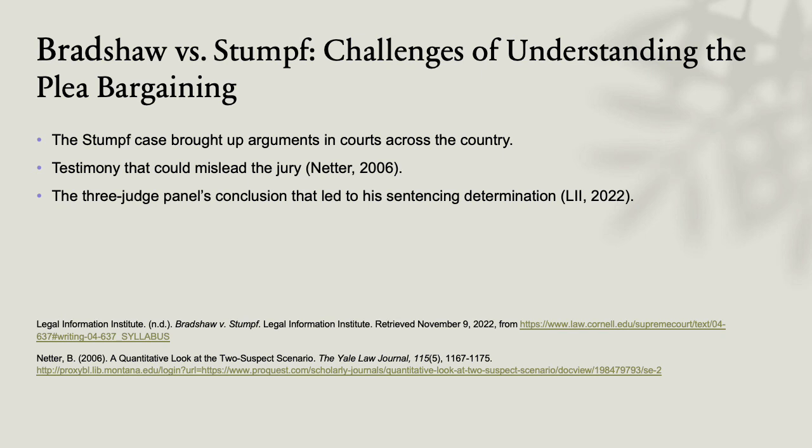The prosecutor in the Stump case did use innocence arguments for both Stump and Wesley's court trials, but was not punished for doing so. The innocence theory of the prosecutor did have an effect on the sentencing of Stump, but in the end it came down to the three-judge panel's conclusion that led to a sentence determination.